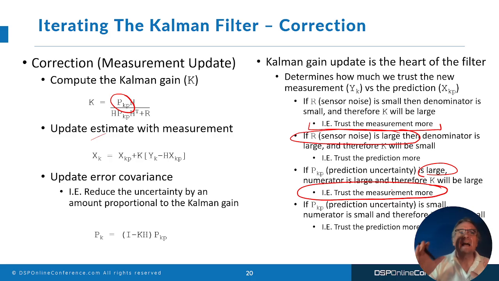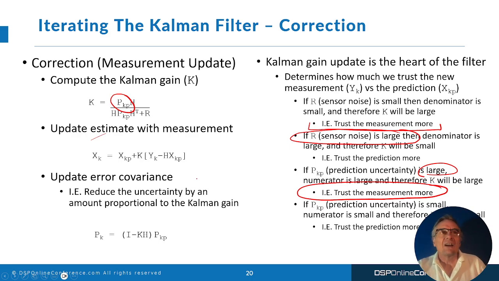So you can see that as these two values of P and R vary, as if R was to get larger, the sensor noise is getting larger, the error on the measured value is getting larger, we would trust the prediction more, and vice versa. So that is basically how we compute the Kalman gain, which is then used to weight further on in the algorithm, weight either the prediction or the measurement.